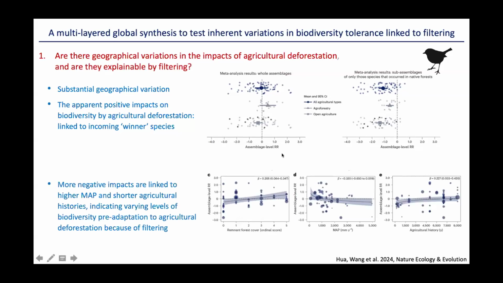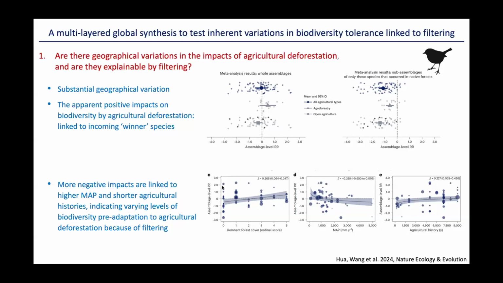So the next step was to do a meta-regression, looking at how assemblage-level response ratio would be related to potential explanatory variables. Here, consistent with previous studies, we found that the features of agricultural systems matter a lot, in the sense that in study systems with more remnant tree cover, the bird assemblage responses tend to be less negative. So this supports previous understanding of the importance of managing the features of agricultural landscapes.